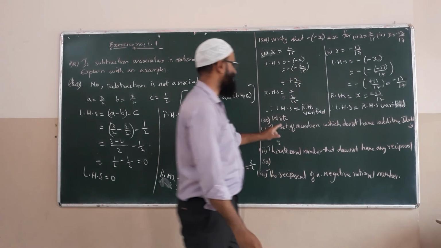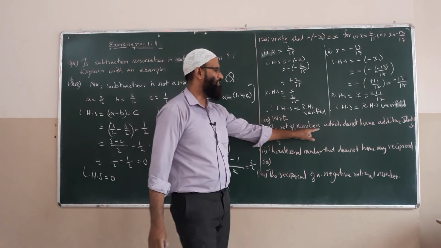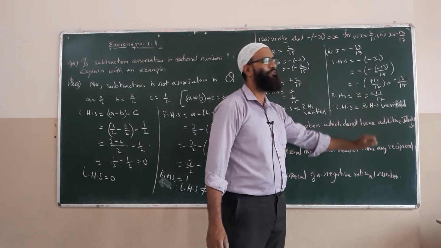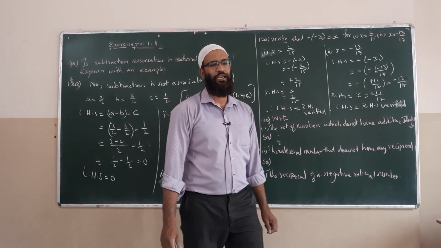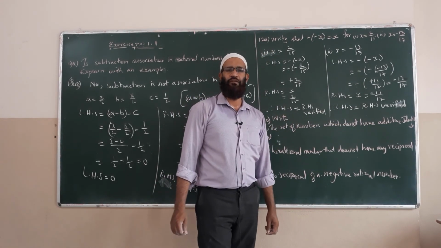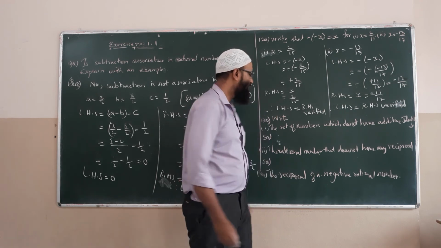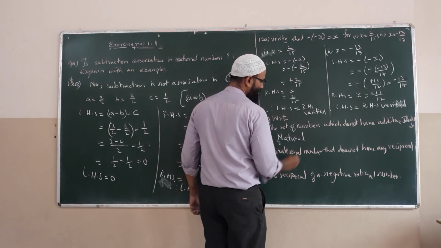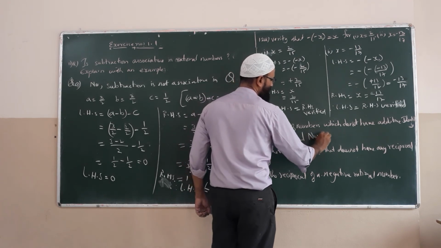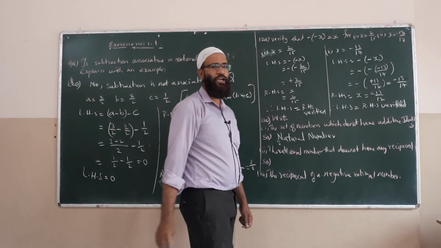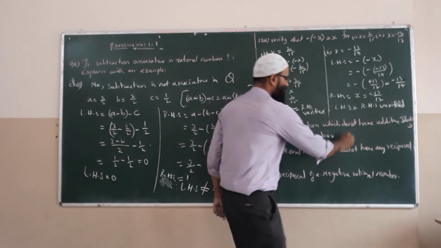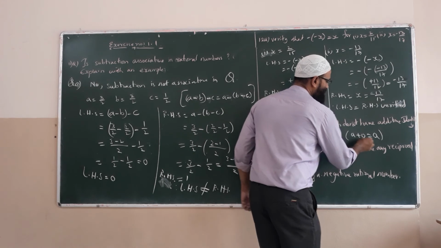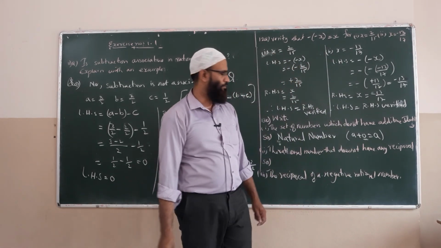Now come to the next question. Write the sets of numbers which do not have an additive inverse. Additive identity means a plus 0. In natural numbers you don't have 0. Then it is the natural numbers. Natural numbers do not satisfy the additive identity, a plus 0 is equal to a. 0 is not present in natural numbers.